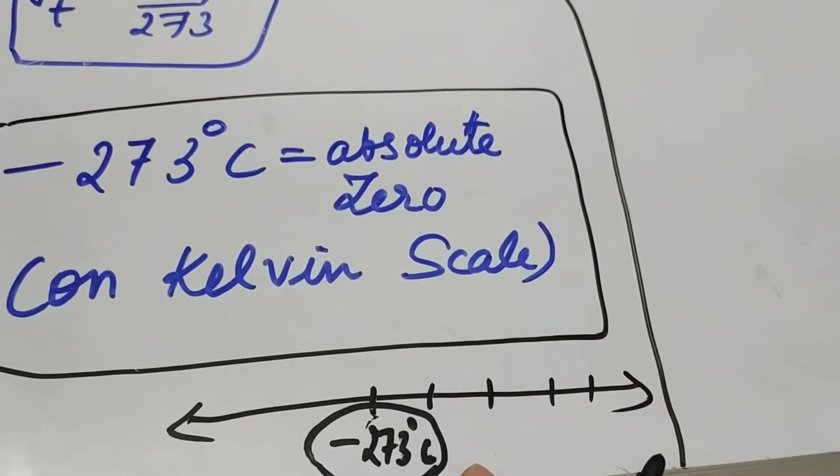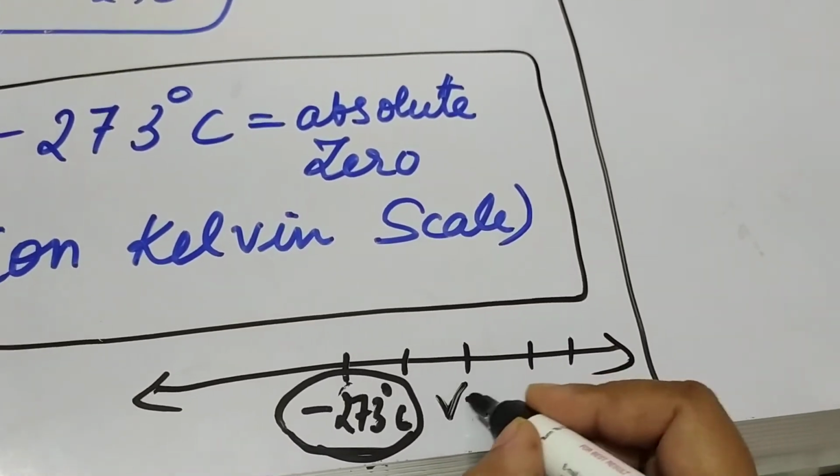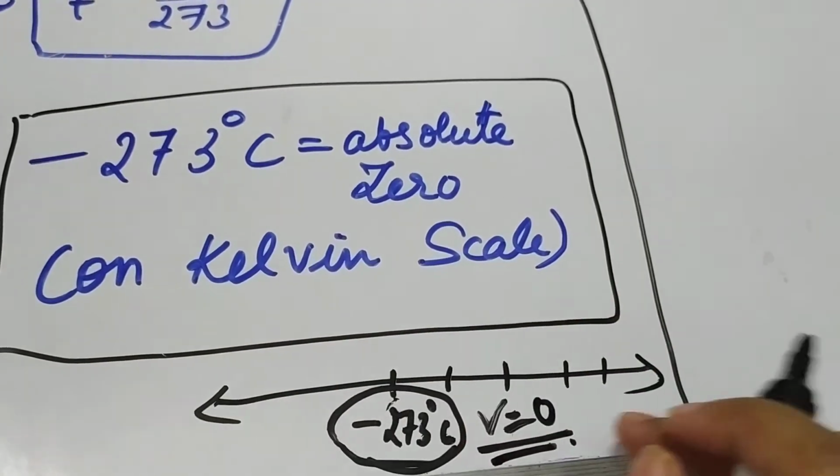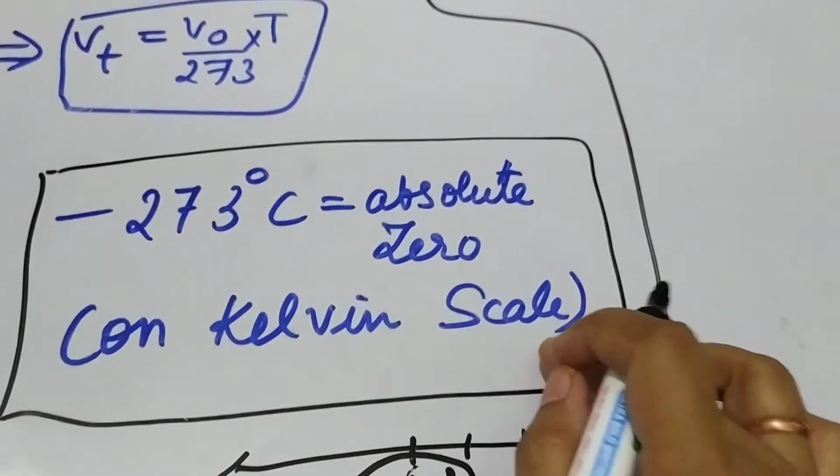At minus 273 degrees Celsius, no gas exists at all. That is, volume is 0. So it means that this is the 0 of this scale, which is called the Kelvin scale.